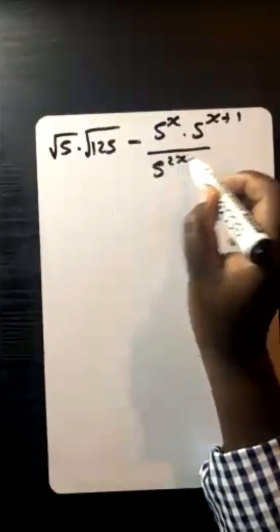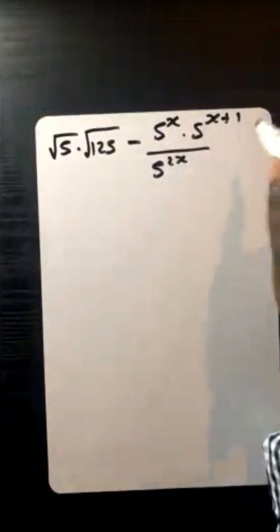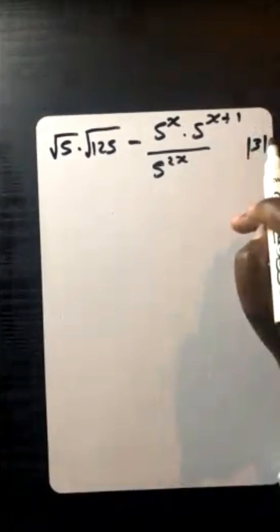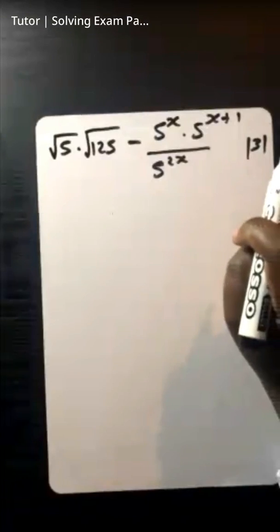So we've got square root of 5 times square root of 125 minus 5 to the exponent x, 5 plus that, then we've got 5 to the 2x. This question is also allocated 3 marks. What is this, guys? This is an expression. When we've got an expression, we simplify. Why is it an expression? Because we do not have an equal sign.